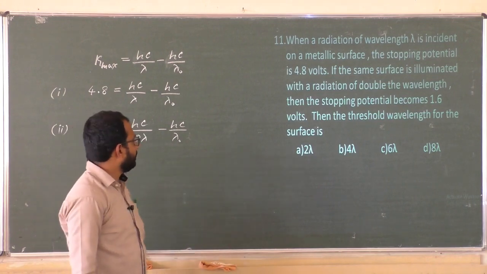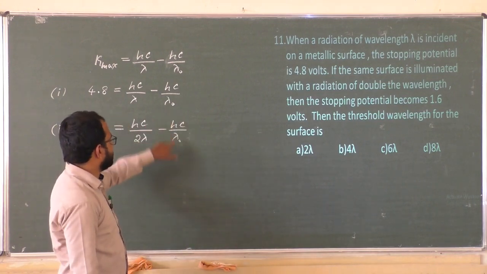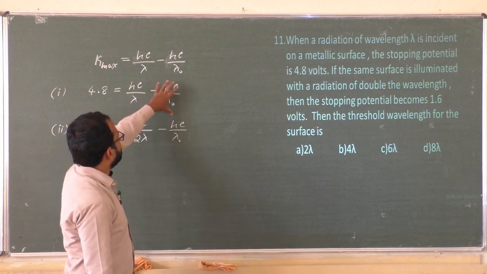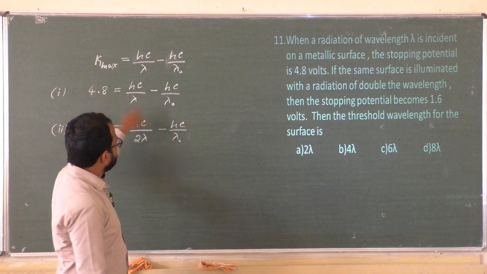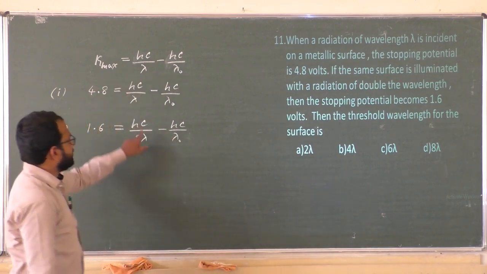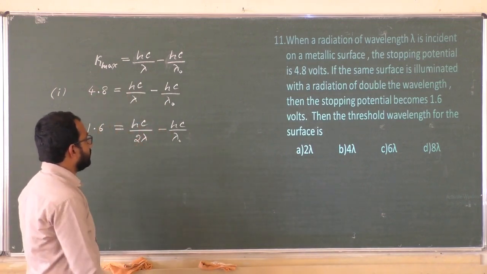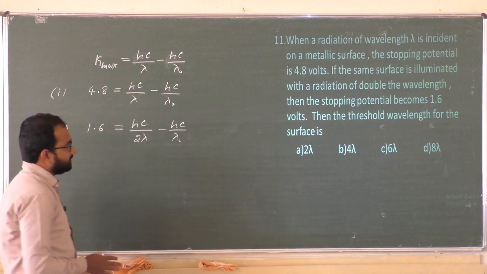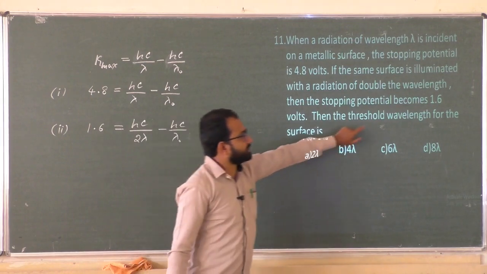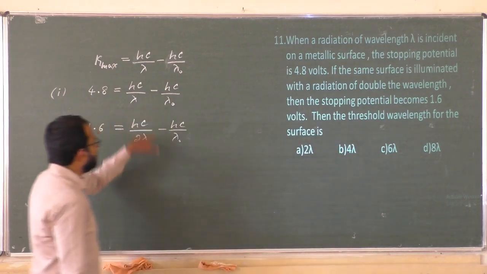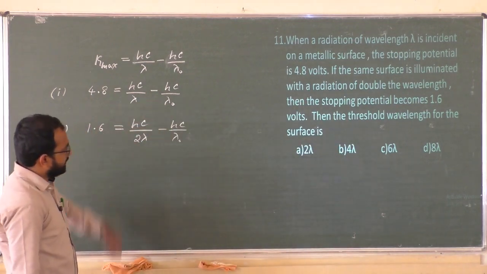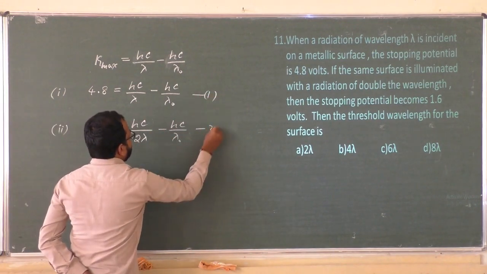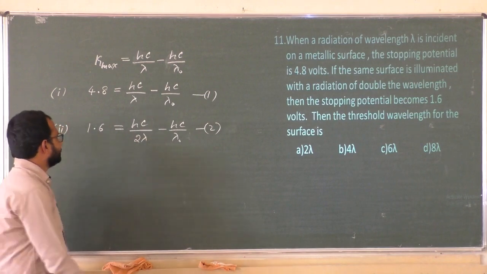What is the threshold wavelength? Lambda naught is asked. We cannot substitute the value of hc by lambda naught here, so hc remains as it is. I have to cancel hc so that I can express lambda naught, threshold wavelength, in terms of lambda, right? So how to cancel hc? Divide the two equations, I mean, divide one equation by the other.